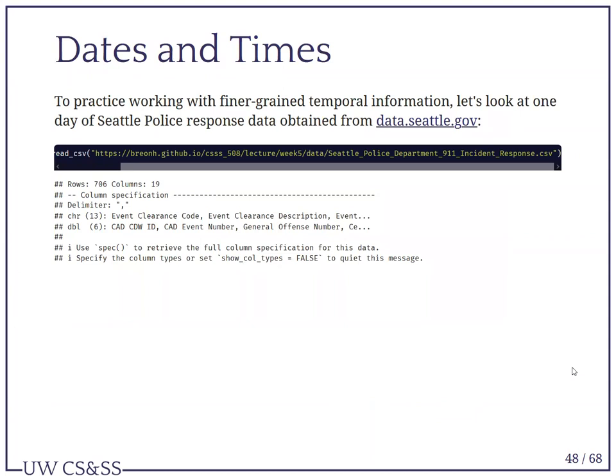Okay, so this police response data has 700 rows and 19 columns. It's delimited by a comma. It has 13 character columns and 6 doubles.